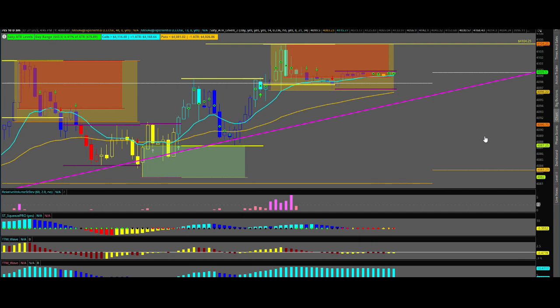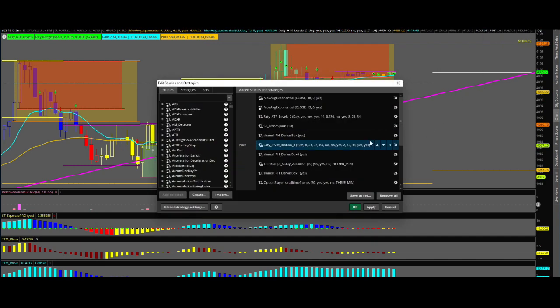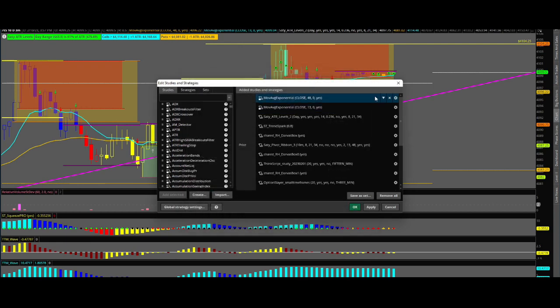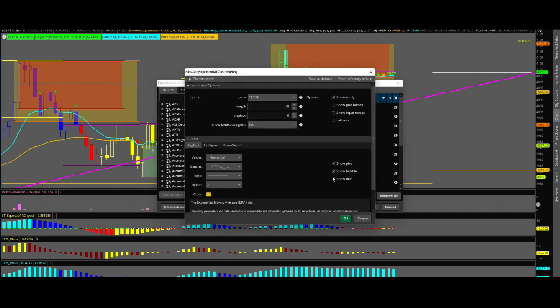And it's a very useful tool. I will show you how I set everything up. So first and foremost, I want to go into my studies. You'll see that I have the exponential moving averages 13 and 48. I do the 13 as a cyan blue, and I do the 48 as a gold.